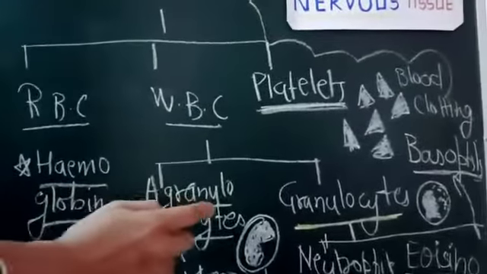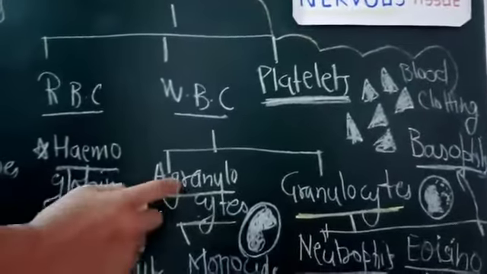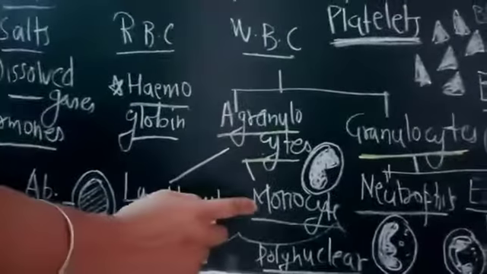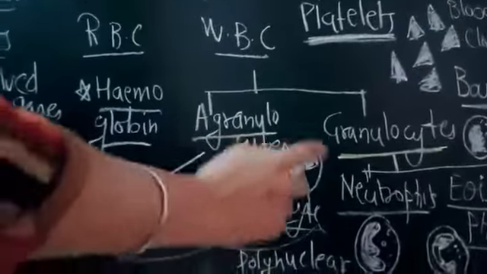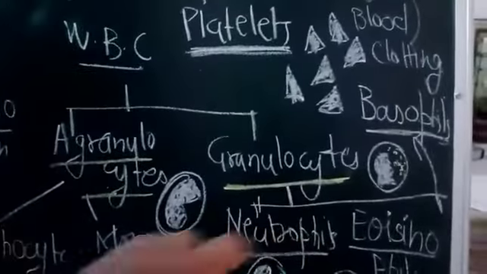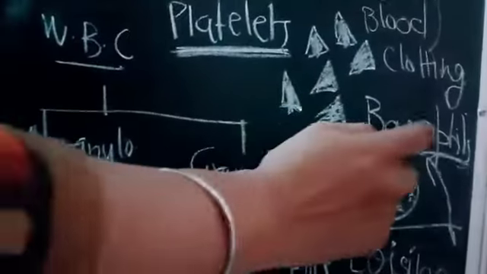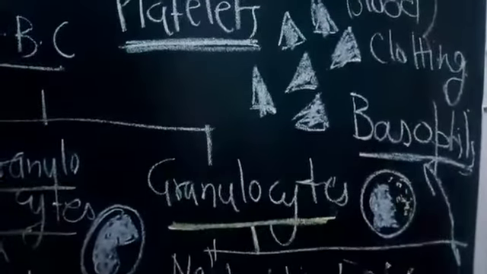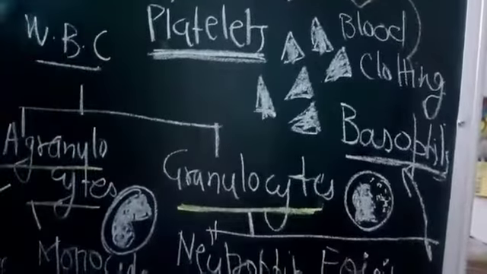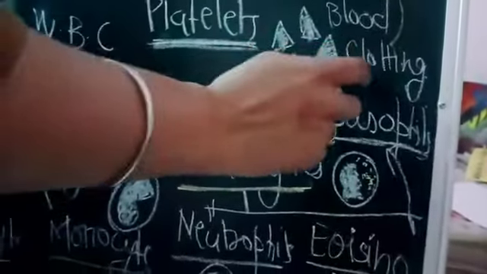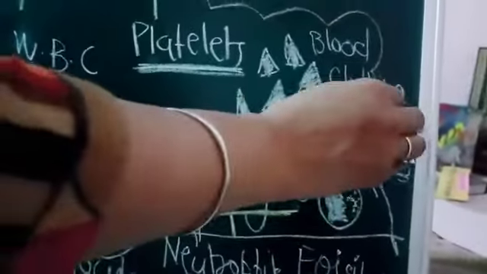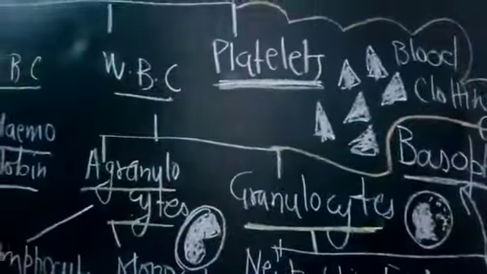WBCs are of two types, agranulocytes and granulocytes. Agranulocytes include lymphocytes, which produce antibodies, and monocytes, which eat the foreign bacteria, and granulocytes consist of neutrophils, eosinophils and basophils. They all together provide defense to the body. And the third type, the cellular fragments called platelets, are involved in the blood clotting mechanism. So these are the different types of the blood components.